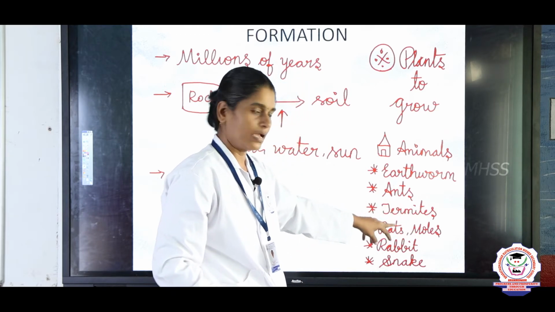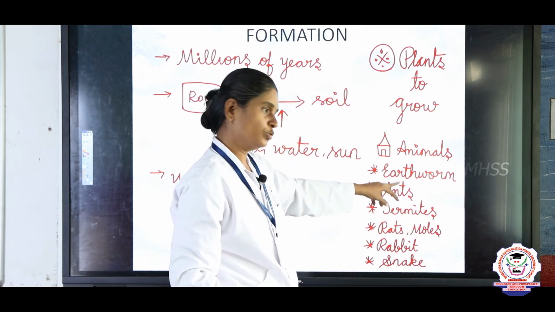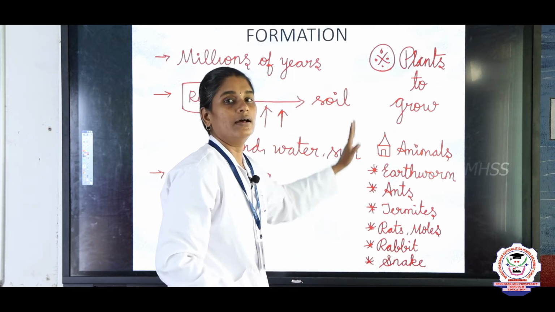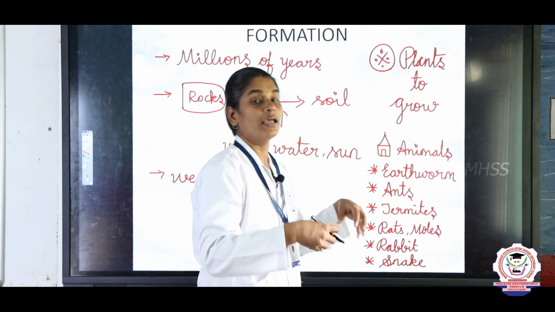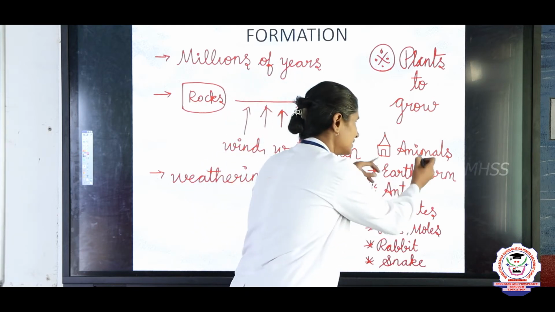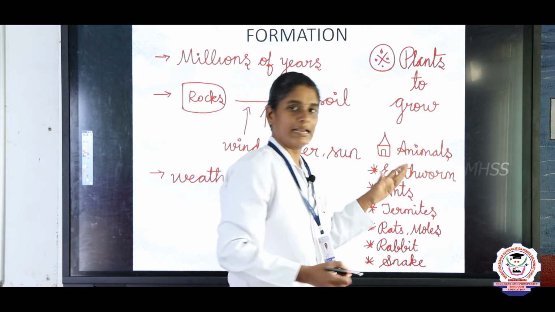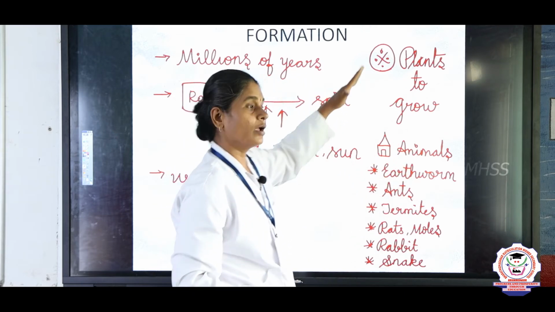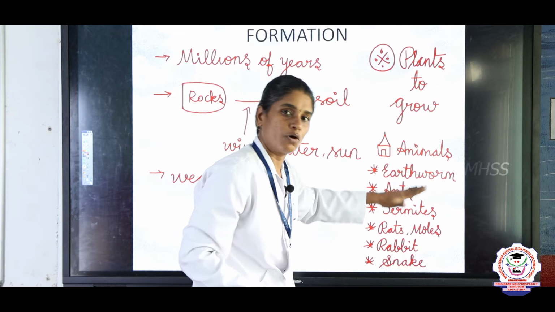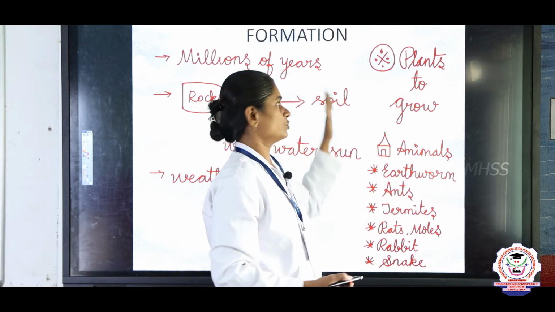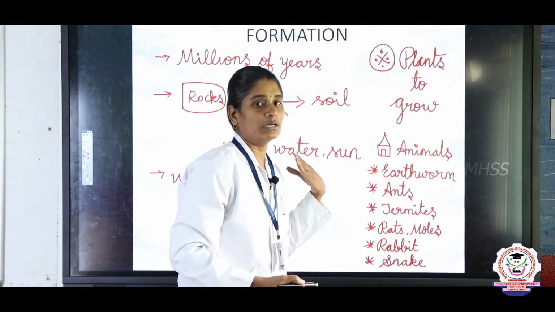So, snake, rabbit, rats, moles, termites. Termites means karayan. Ants, earthworm, manpulu. All these animals live inside the soil. The soil acts as a home to these animals. So, soil is important for plants as well as for some animals. It supports life on earth.